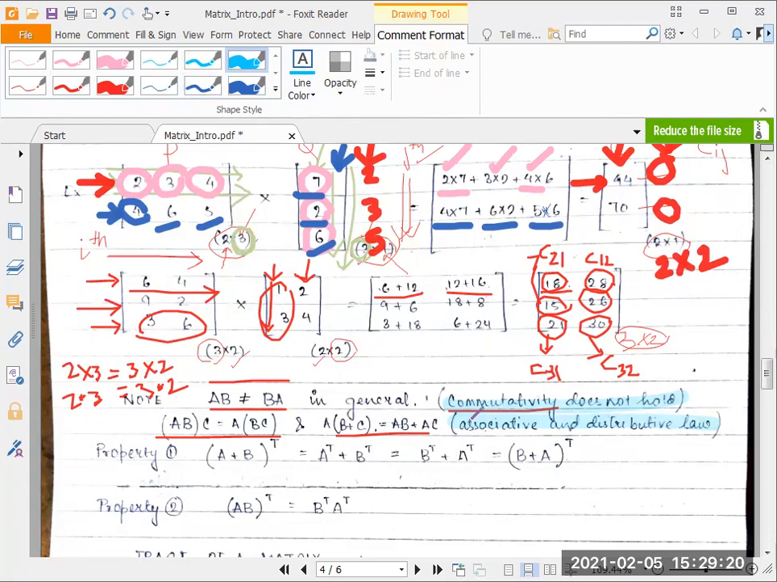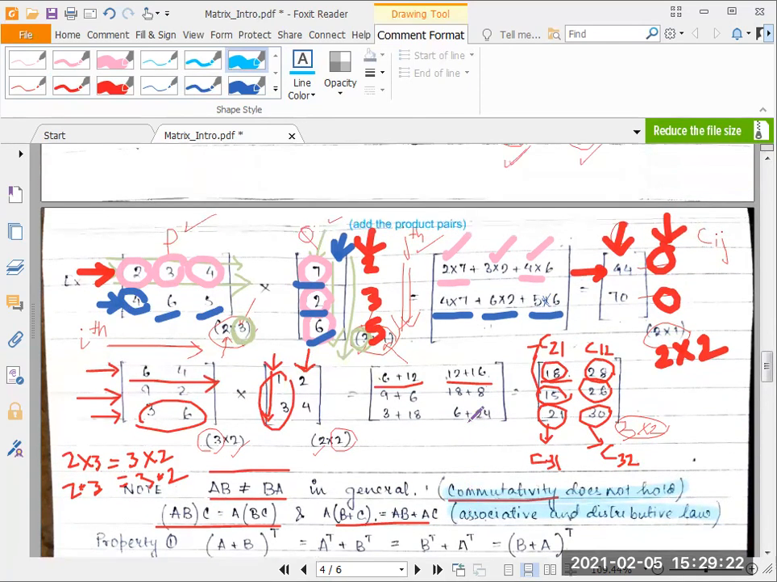So this concludes the operations of matrix addition, matrix subtraction, and matrix multiplication in both scalar form and matrix into matrix form.